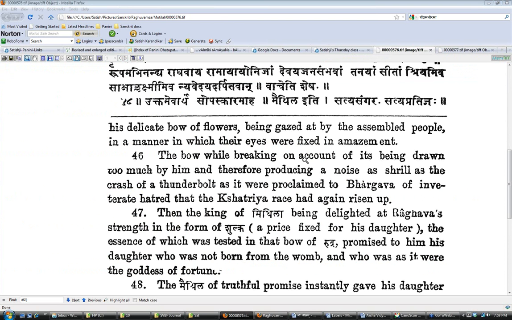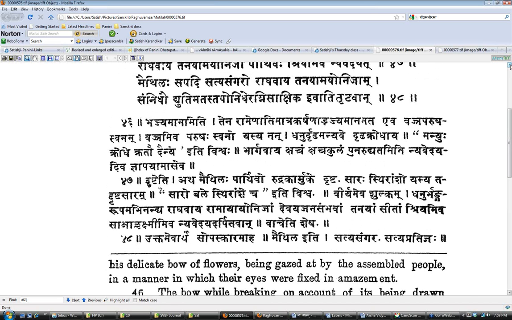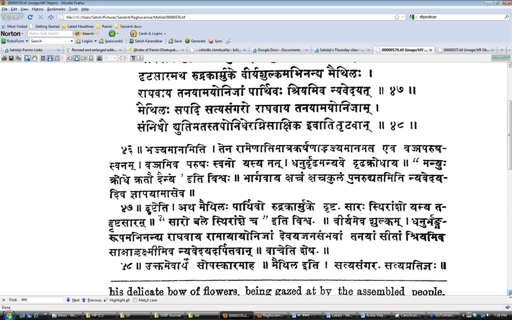So the king of Mithila, Maithilaha. This translation is more literal. This other book's translation is better. It goes more word for word. So being delighted, Shulkam, Abhinandya, and then I think this Raghava is in brackets. At the strength in the form of Shulka.